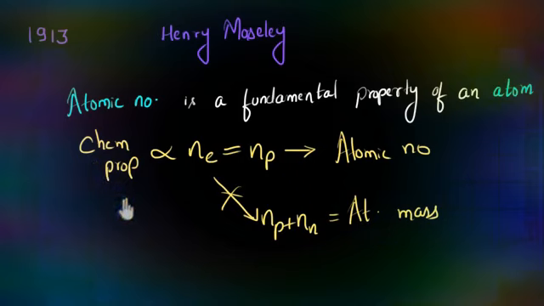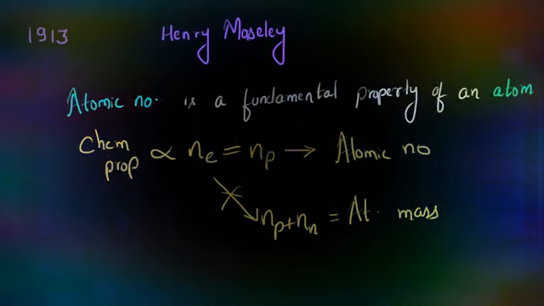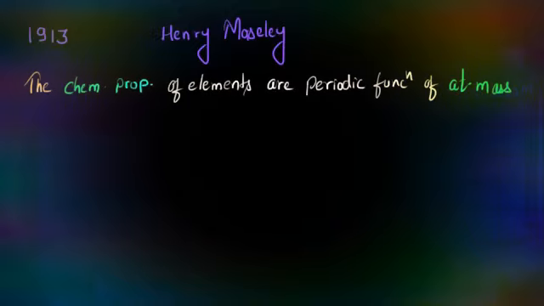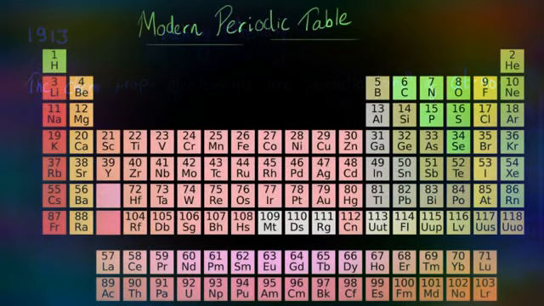Now, based on this finding, Moseley is suggesting to change the periodic law. He suggests that the chemical properties of elements are a periodic function of not atomic mass, but atomic number. And based on this, he's suggesting to go back and change the periodic table also. And that's what we did. We replaced the atomic mass in the periodic table and arranged the elements in increasing order of their atomic number. And that's how we got our modern periodic table.